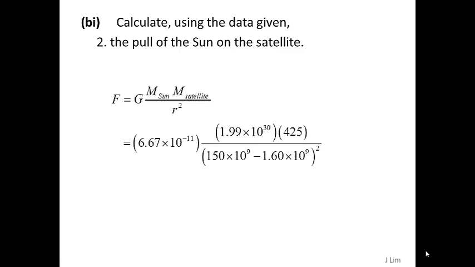Calculate the pull of the Sun on the satellite. So similarly, we have the equation for gravitation, and substituting values, we get a force of 2.56 Newton towards the Sun.